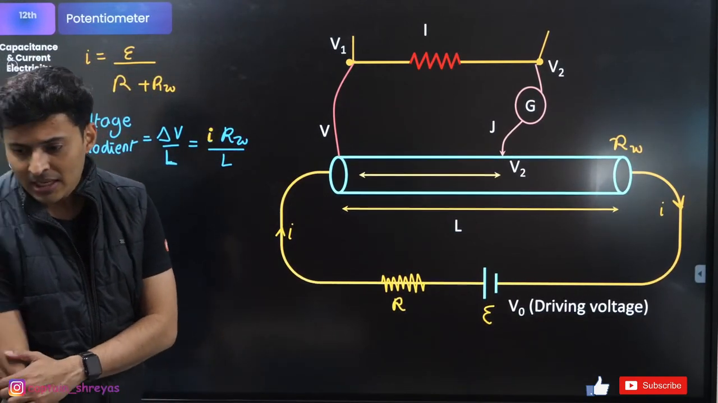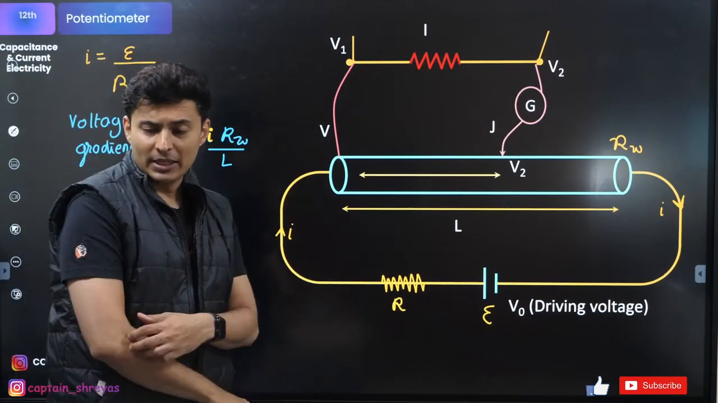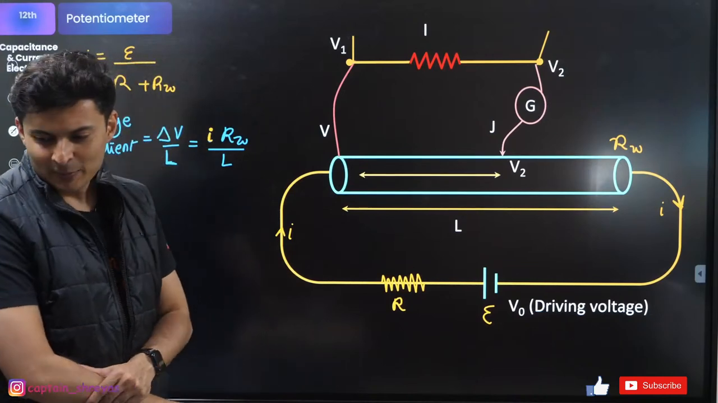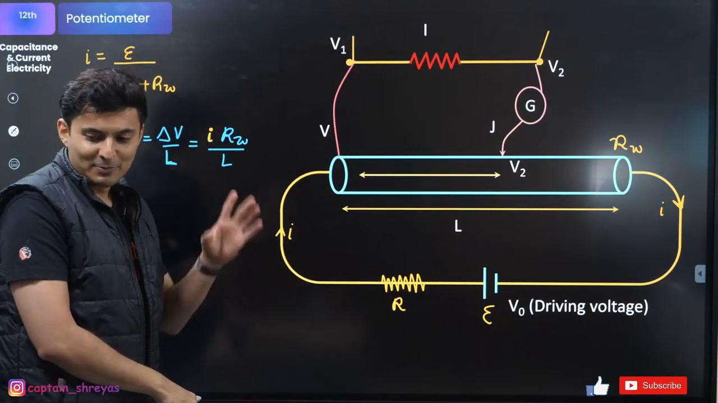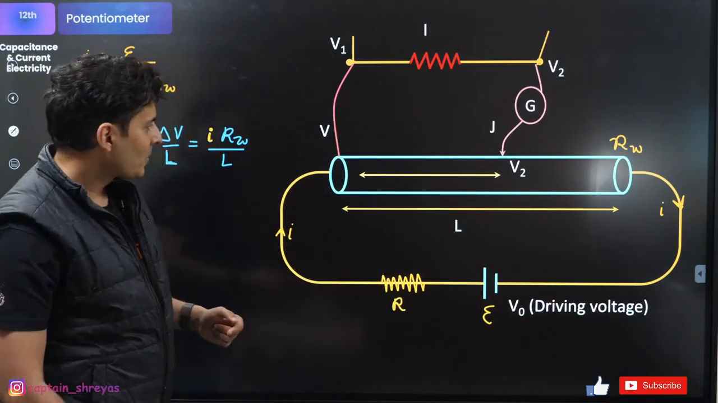Everyone with me? Yes, a capacitor blocks the flow of current after it is charged. I think I told it at the beginning only. Okay, semiconductors is already done, Jayashri. Please watch the previous videos on the modern physics playlist.